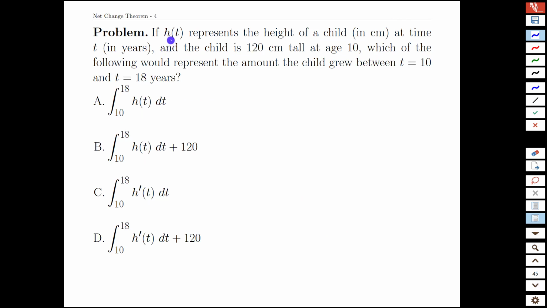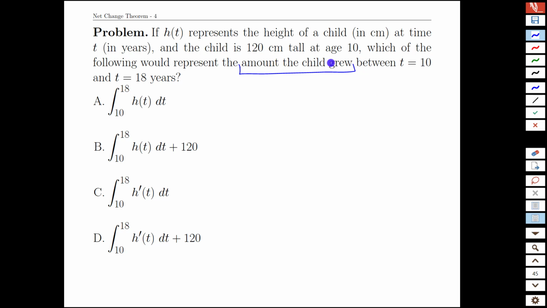So here, h of t is the height of a child in centimeters. So this is going to be a more abstract velocity-position thing. And we know that the child is 120 centimeters at age 10. Which of the following would represent the amount the child grew between t equals 10 and 18 years? So here we're going backwards. Take a moment to think about it, pause the video, and then we'll check in.